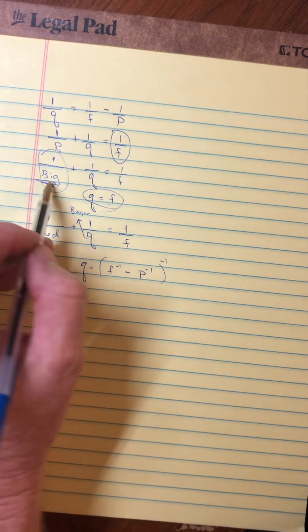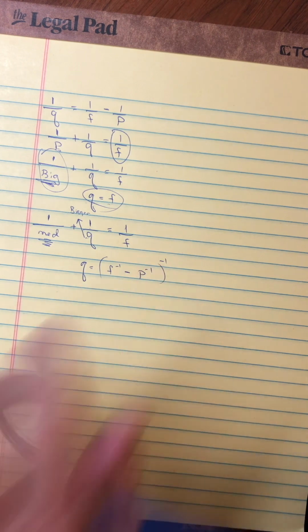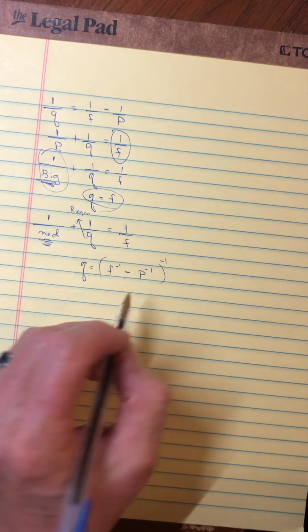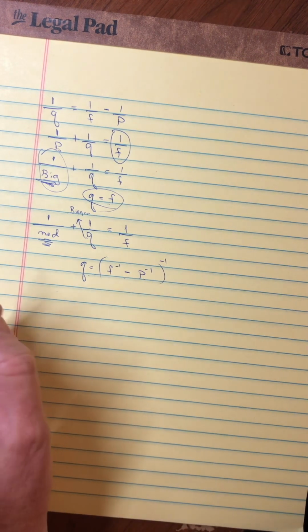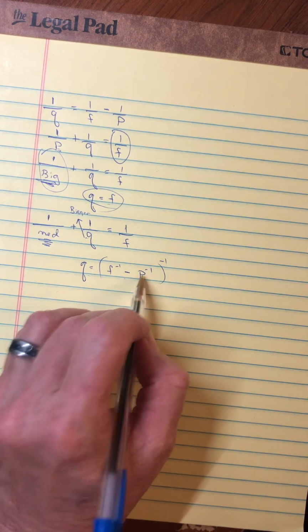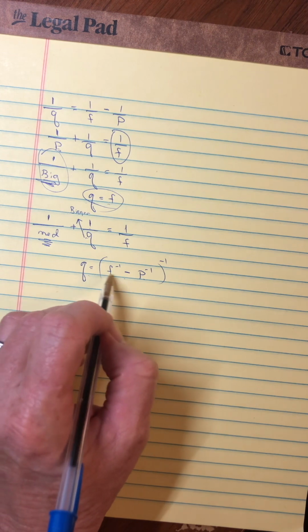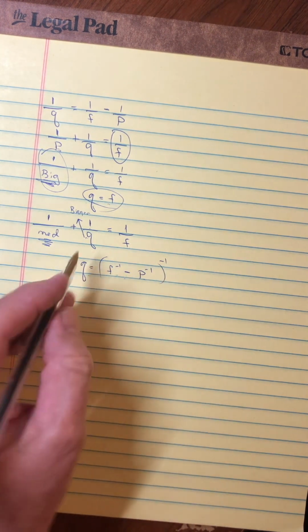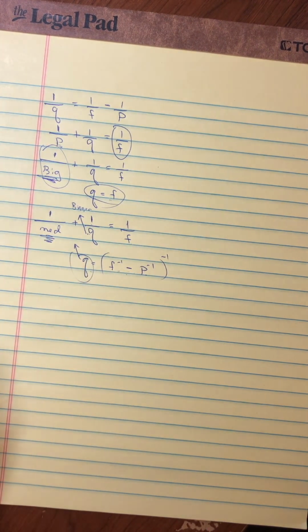Which again, if P is really big, you can ignore that, and then Q just equals F. But once you start getting things that are a little bit closer, you can't ignore that. And that's a little piece. And so you have 1 over the focal length minus a little piece, which makes it a little smaller. So when you take the reciprocal, it makes it a little bigger. And so Q goes up a little bit.